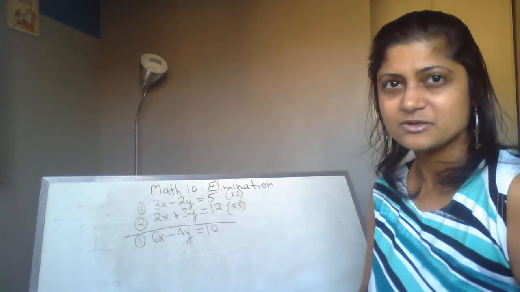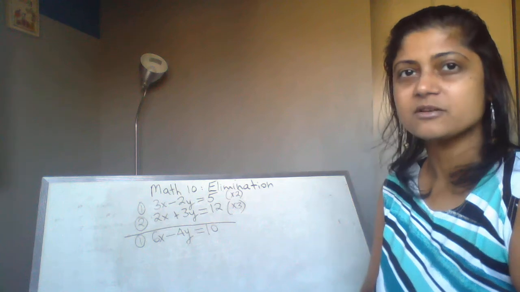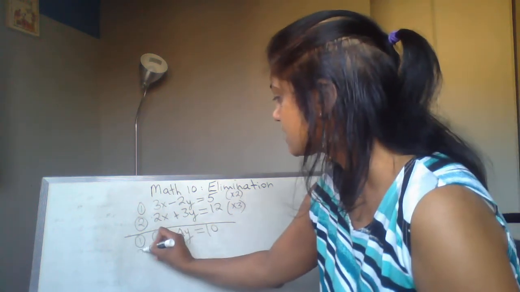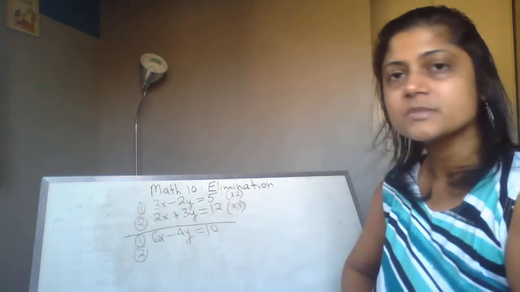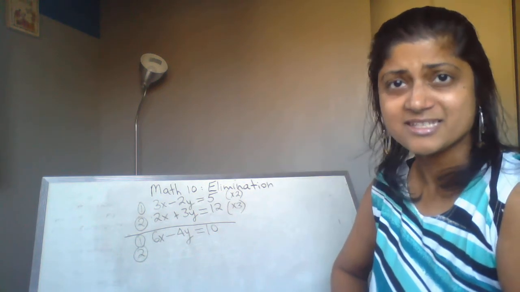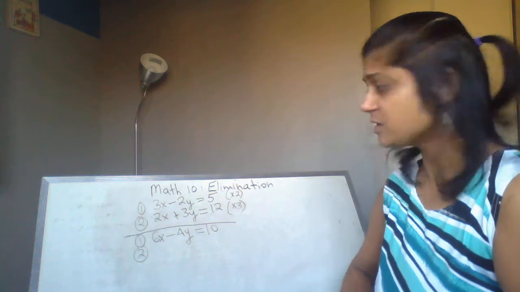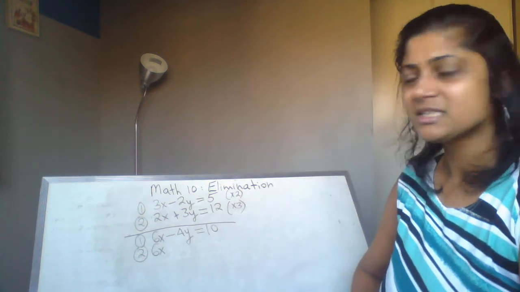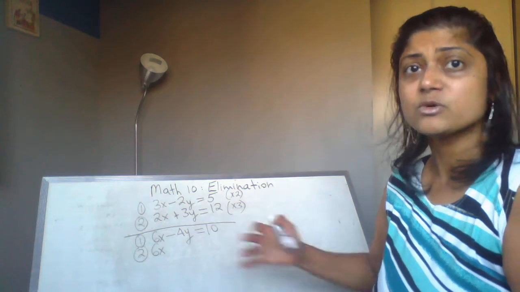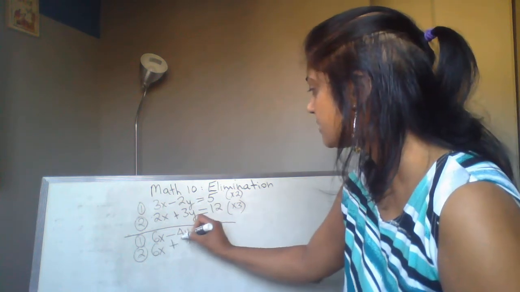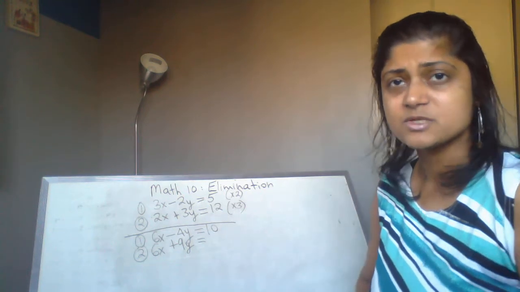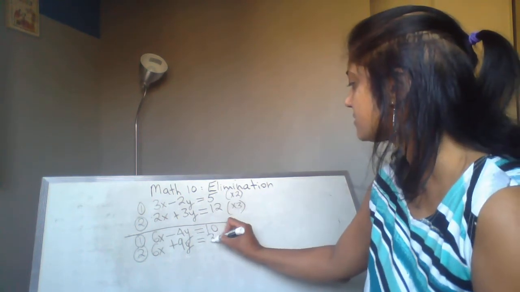Is everyone with us so far? So we are just multiplying the first equation by 2. Okay, we're going to go to the second equation. And this time we're going to multiply the second equation by 3. Okay, so 2 times 3, 6x here. Okay, I'm going to do 3 times 3, which is 9. So I'm going to put plus 9y. Okay, 12 times 3, which is 36.